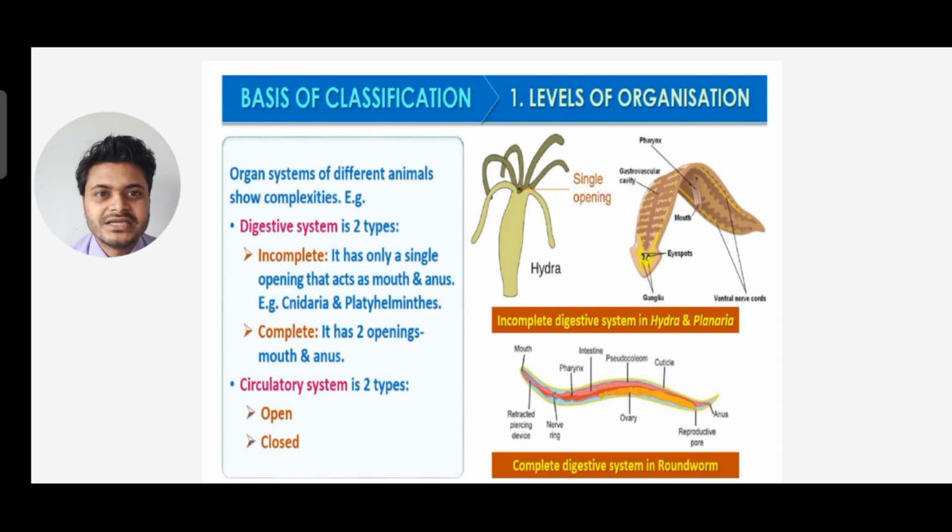Alright. And under complete digestive system, it has two openings, one is mouth, another is anus. So we human beings have a complete digestive system. We have a mouth and we have a separate anus, whereas in Cnidaria and Platyhelminthes they have only one opening that is used for mouth and anus, for taking in food and expelling waste products. Next, one more thing is that the circulatory system is also of two types, one is open, another is closed. All right.